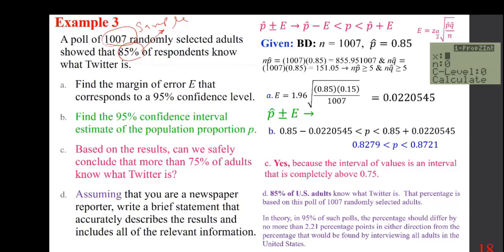85% of US adults know what Twitter is. That percentage is based on this poll of 1,007 randomly selected adults. In theory, in 95% of such polls, the percentage should differ by no more than 2.21 percentage points. This is slightly different than what we discussed before. There are really two methods of writing it that are correct. This is one, and the other one is that we are 95% confident that this interval actually contains the true proportion of adults that know what Twitter is. We are 95% confident that the interval of 82.79% to 87.21% contains it.